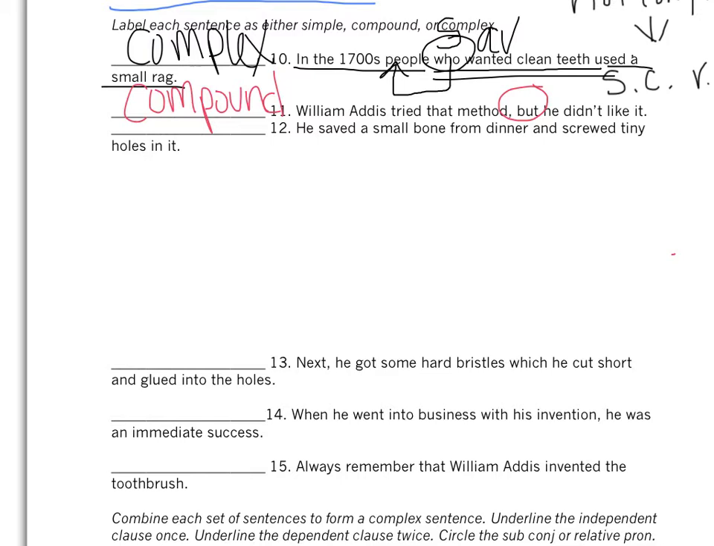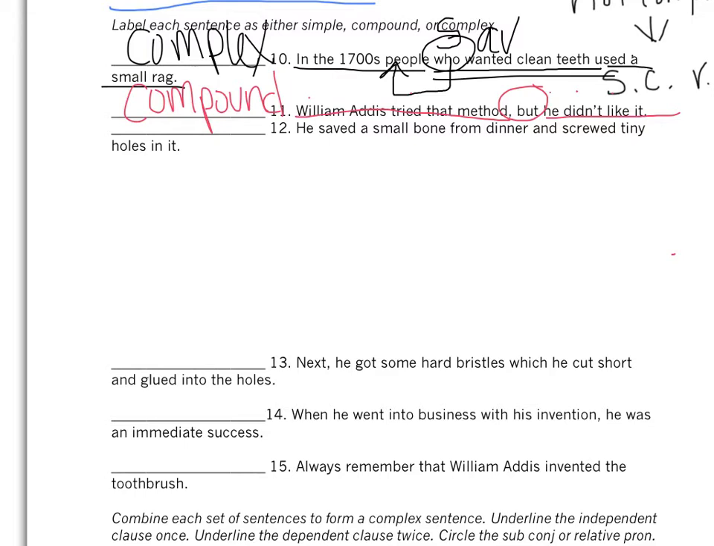Okay. Since it's a compound sentence, you should have an independent clause here on the left, which we do, and an independent clause here on the right, which we do. They each have a subject and a verb, and they both make complete thoughts. They're joined by a comma and a coordinating conjunction.